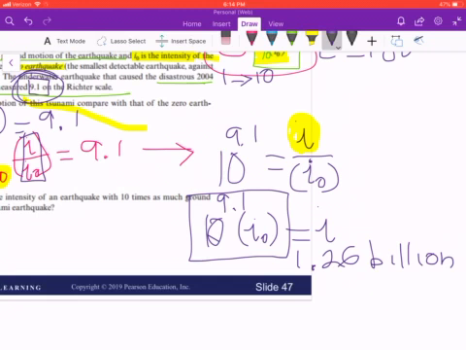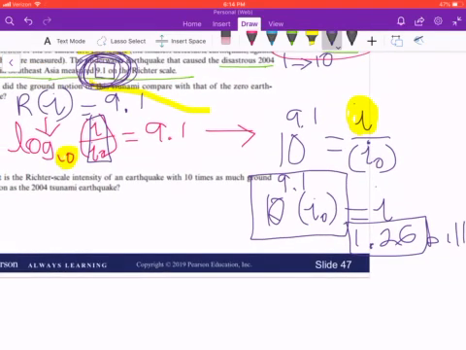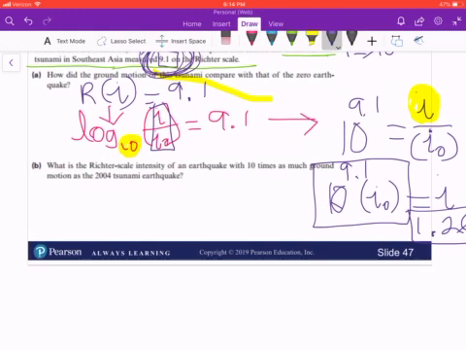So we could say that compared to a zero earthquake, an earthquake that is barely detectable, the one that has a 9.1 intensity on our Richter scale will feel 1.26 billion times more intense. And for the last question, it asks what is the Richter scale value of an earthquake with 10 times as much ground intensity.